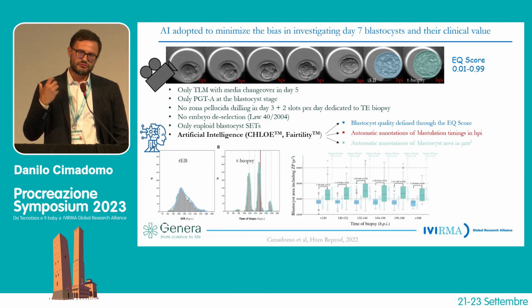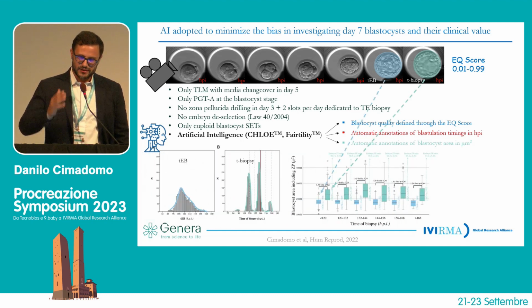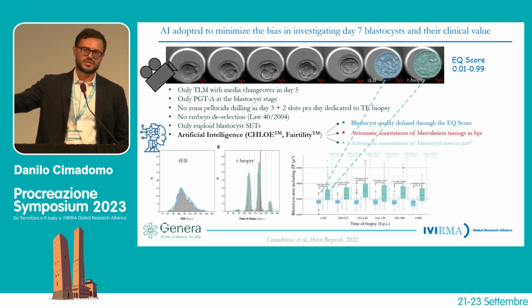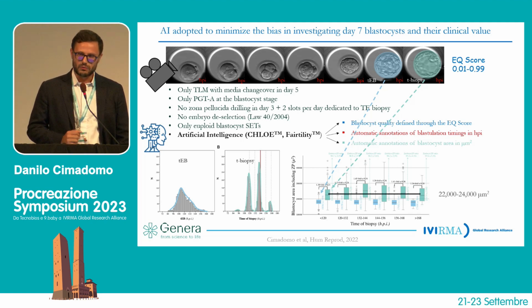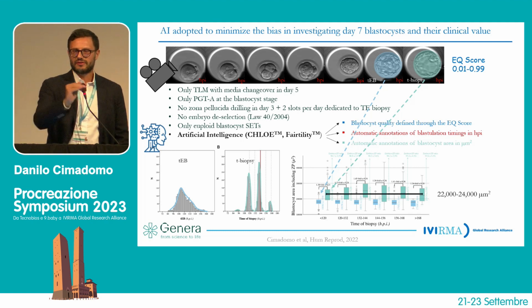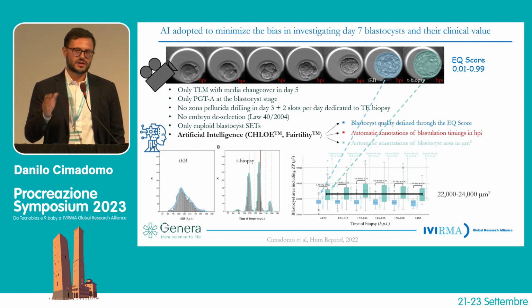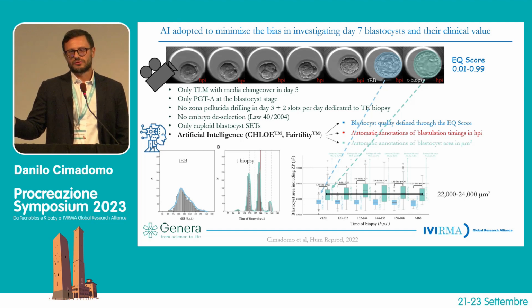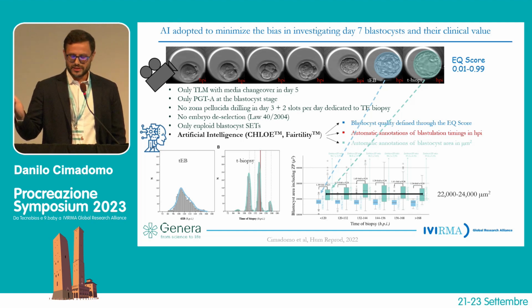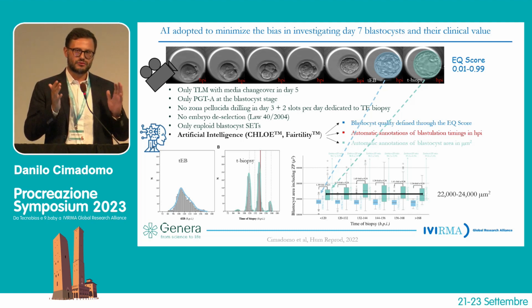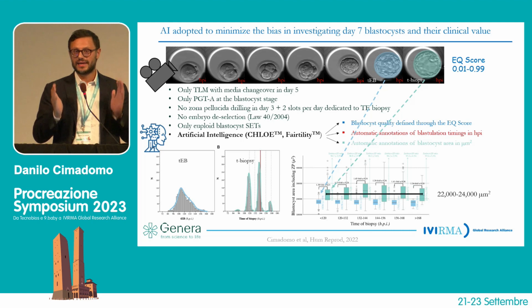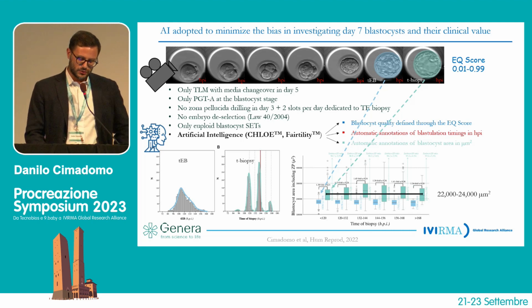But with AI, we could finally assess that if you cluster the embryos every 12 hours in terms of time of biopsy, you can see that the area at which we biopsy the embryo as embryologists is even. So a day 5 embryo was biopsied when it was around 22 up to 24,000 square micrometers, which is the same for a day 7 embryo. So we were finally standardizing through AI the ideal time, the ideal expansion of an embryo to be biopsied.